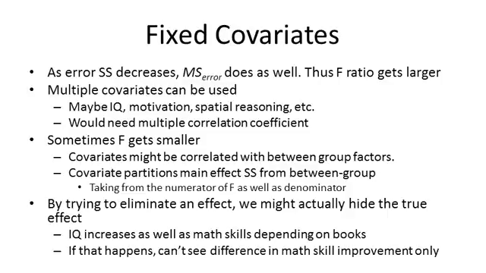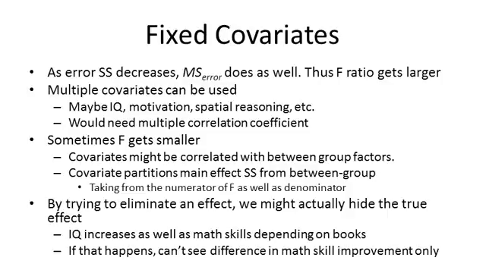As the error sum of squares decreases, so does the mean squared error. Because of this, the F ratio, which is the mean squared effect divided by mean squared error, is going to be increasing in size. You can use multiple covariates, so maybe something like IQ, motivation, and spatial reasoning are all important in determining math skills, and what we really want to know is, does math skill improve due to the test alone and not these other factors? In those cases you would need multiple correlation coefficients, but there are chances where the F gets smaller.